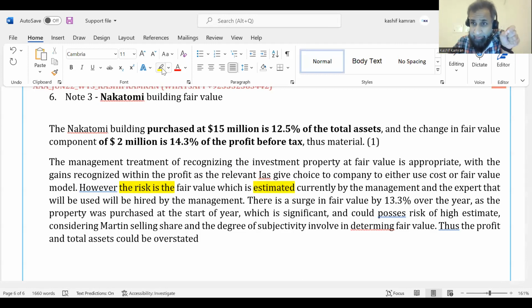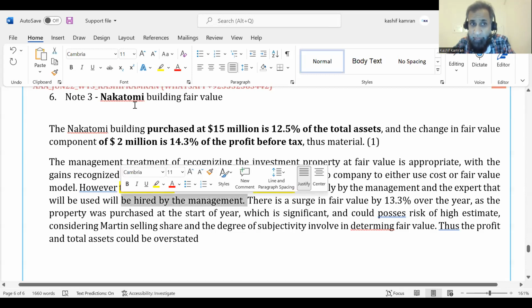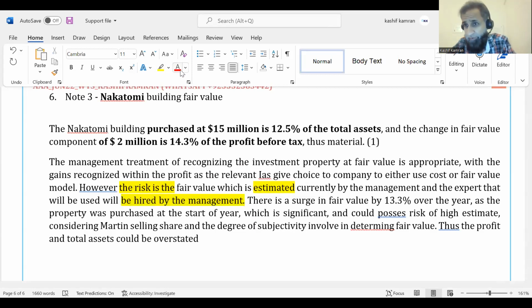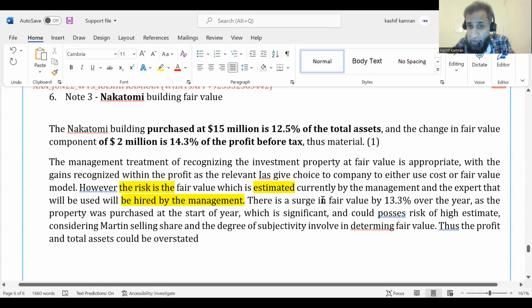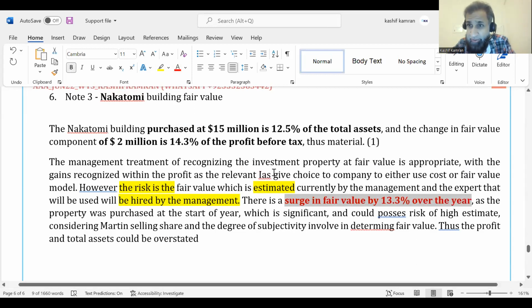Something judgmental is a significant audit risk. It is estimated currently by the management, and the expert that will be used will be hired by the management. Even if the expert is used, the expert will be hired by the management, so it's one and the same thing. There is a surge in the fair value by 13.3%. Have I used a calculation?